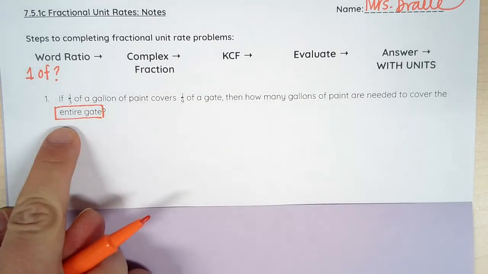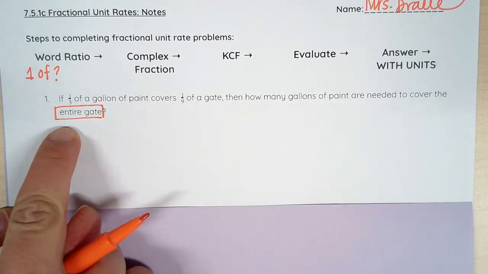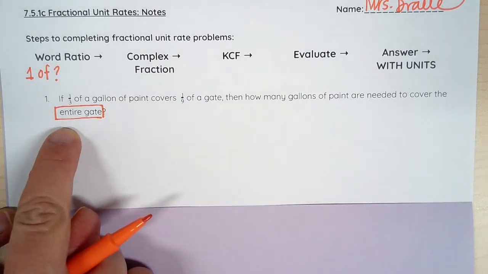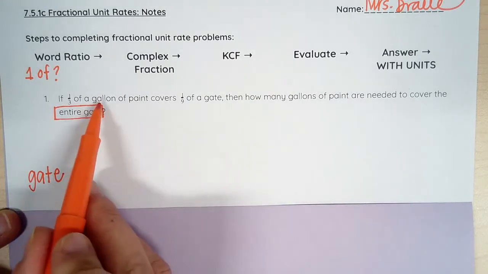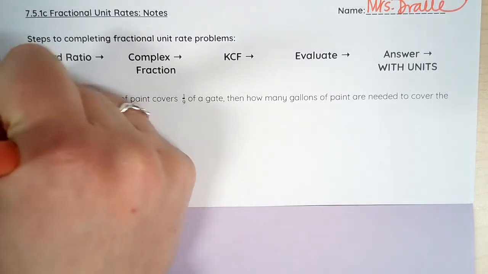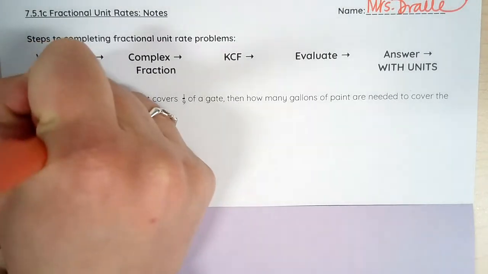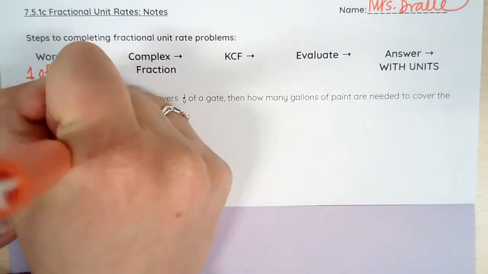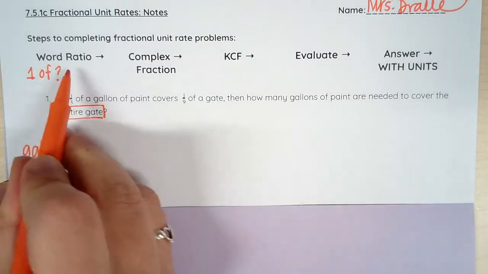I always like to find what I want one of and box it or underline it, highlight it in some way to help me keep myself in check. From there, the other thing we are comparing is gallons of paint. So I'm going to write gallons. Okay, so that's my word ratio. I have my word ratio.